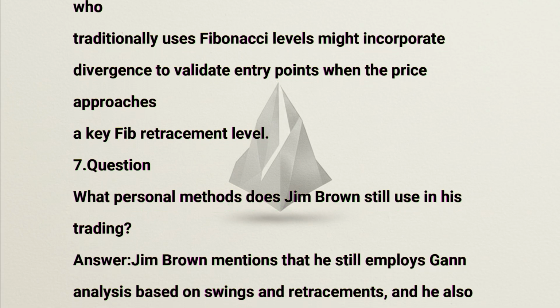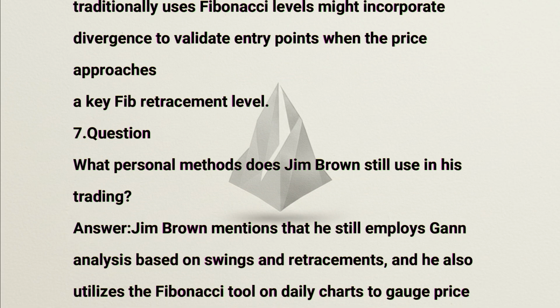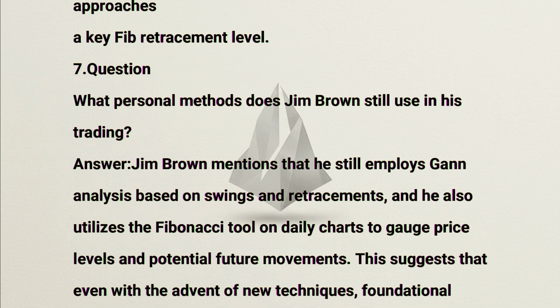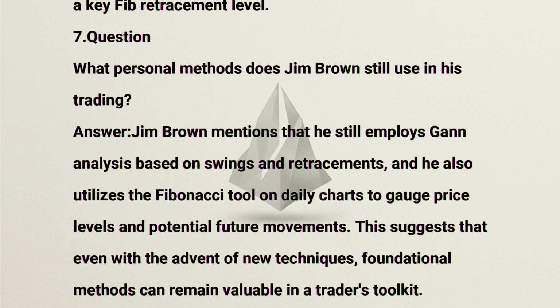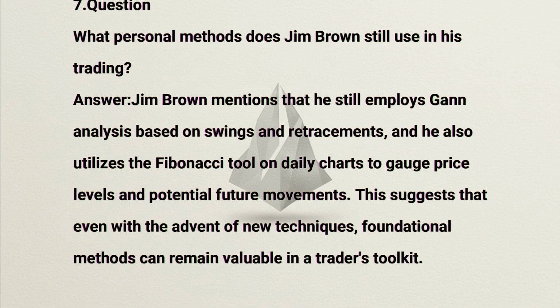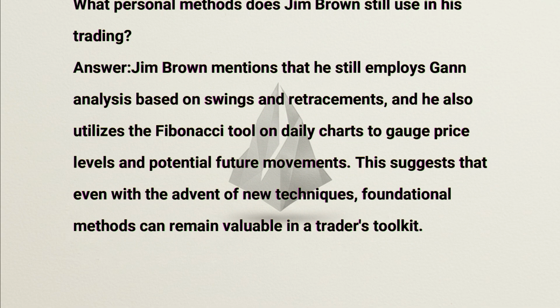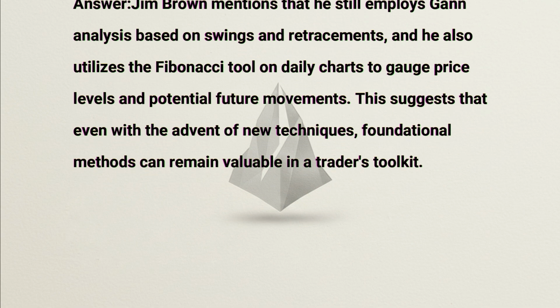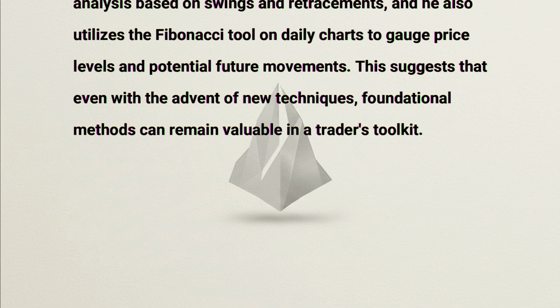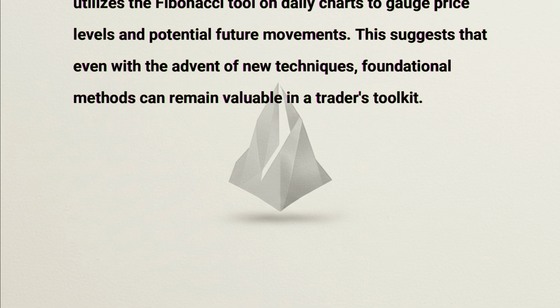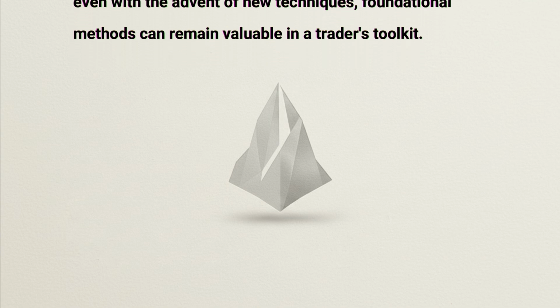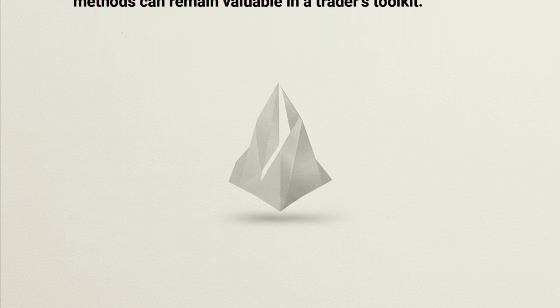7. Question. What personal methods does Jim Brown still use in his trading? Answer. Jim Brown mentions that he still employs Gann analysis based on swings and retracements, and he also utilizes the Fibonacci tool on daily charts to gauge price levels and potential future movements. This suggests that even with the advent of new techniques, foundational methods can remain valuable in a trader's toolkit.